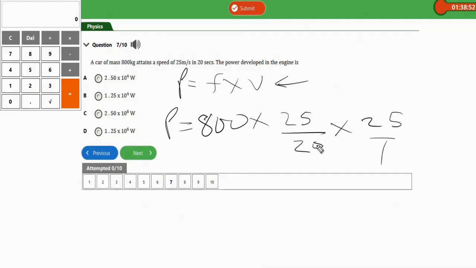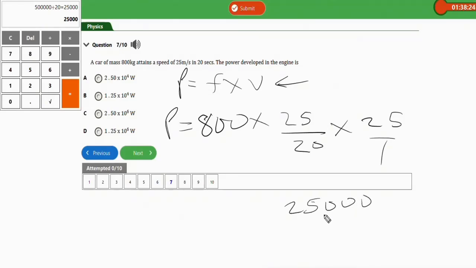Okay, so let's go ahead and punch this thing on the calculator. So we have 800, let's simplify the numerator, times 25, times 25. Okay, divide this by 20. So we have the output to be what? 25,000.